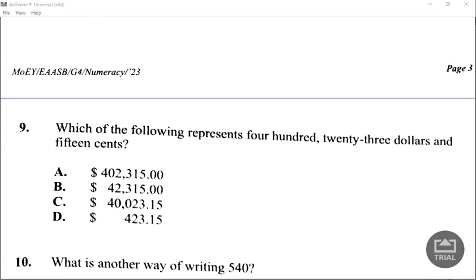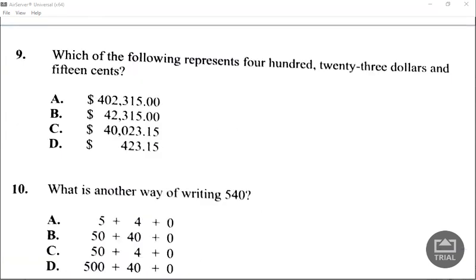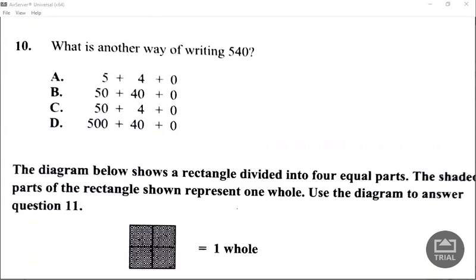All right. Number 9 says, which of the following represent $423.50? Oh, 15 cents. Which of the following represent 423 and 15 cents? So that's D. Number 10 says, what is another way of writing 540? Of course, we know that the 5 is worth 500, plus the 4 is 40, and then we have 0 ones, so that will be D.